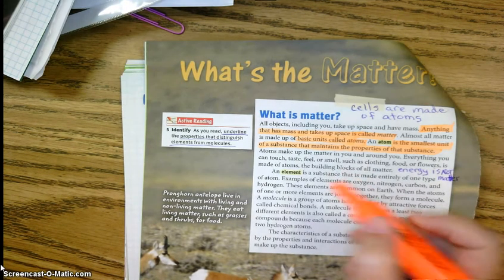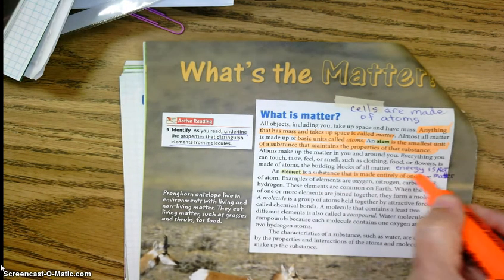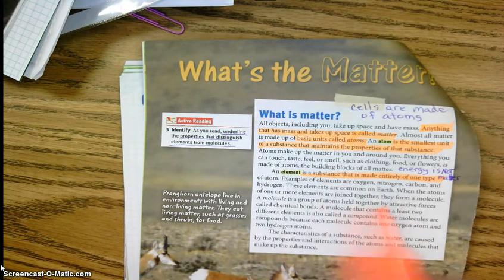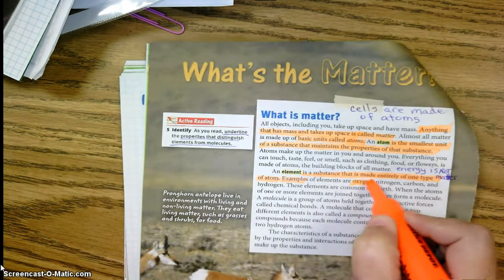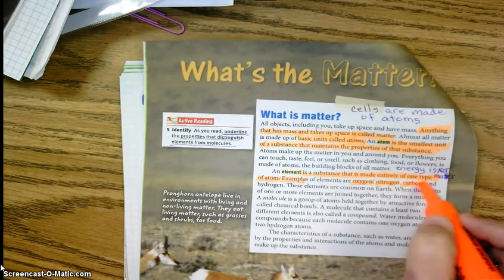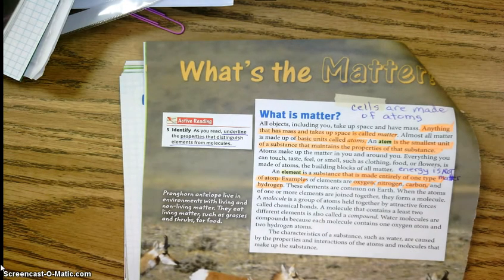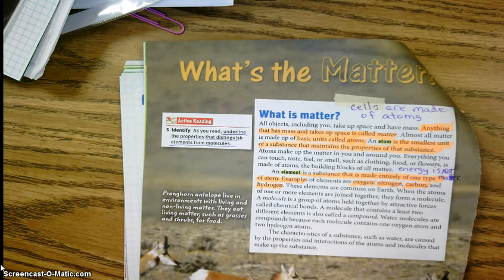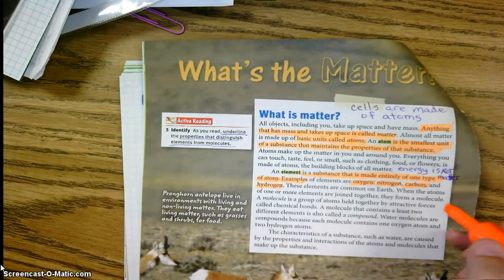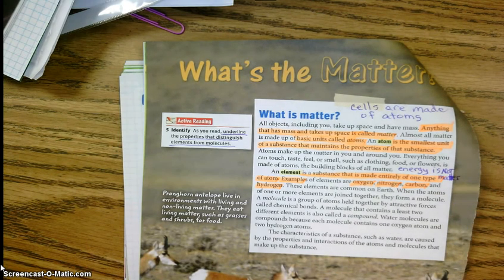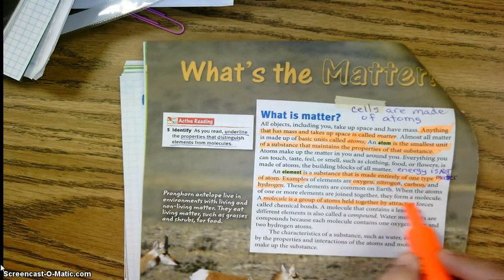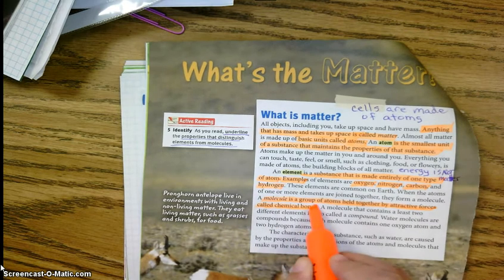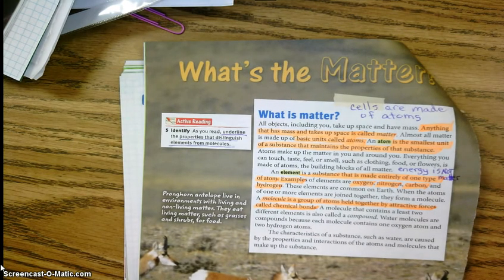An element is a substance that is made up of just one type of atom. For example, oxygen, nitrogen, carbon, hydrogen. Those are all elements that you can find on the periodic table. They are very common on the Earth, but when atoms of one or more elements are joined together, that's when we call it a molecule. So a molecule is a group of atoms held together by attractive forces. We call those forces chemical bonds.